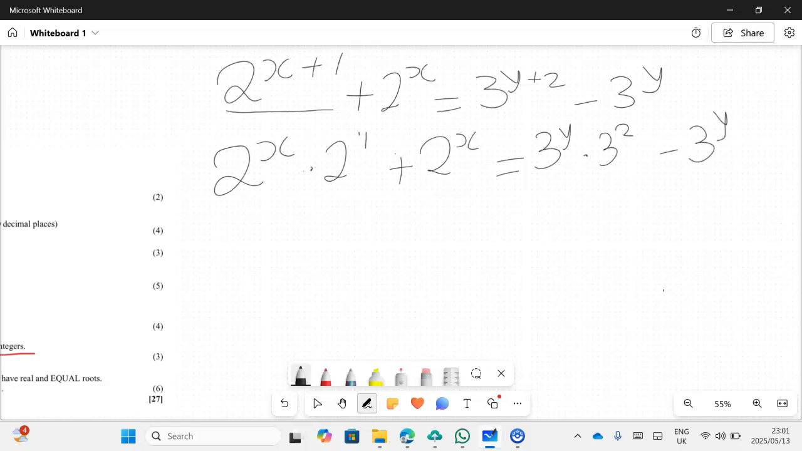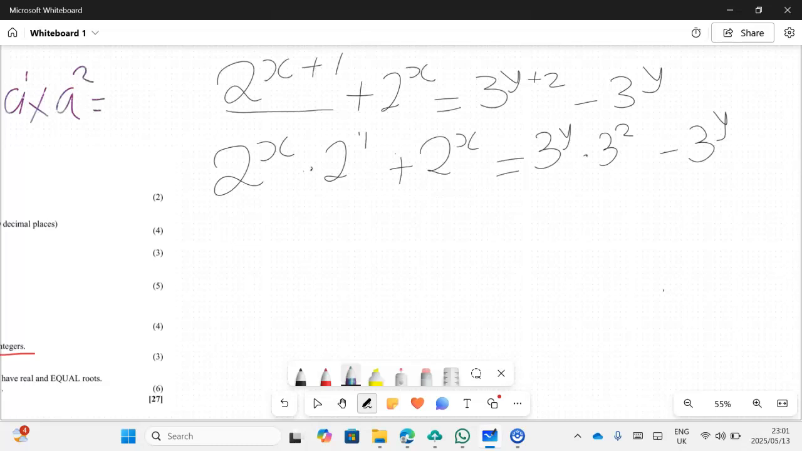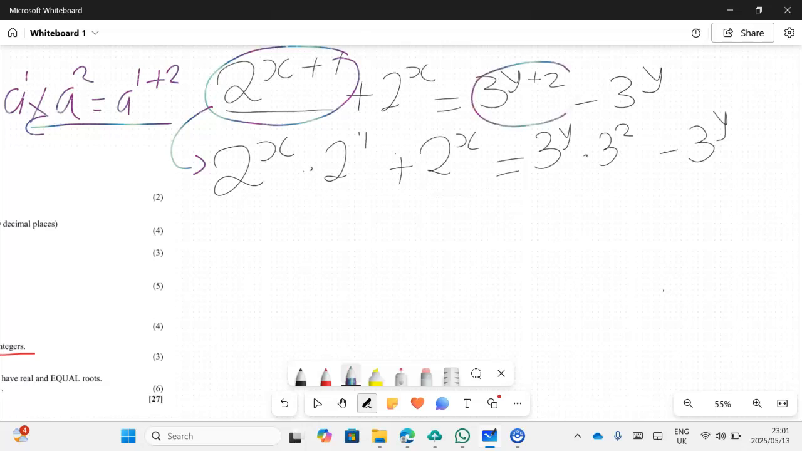Yes, we are expanding. We are reversing this law of exponents. Let's say a to the power of 1 multiplied by a to the power of 2 is the same as a to the power of 3: you keep the base and you add the exponents. So this is just the reverse of that. We are reversing this to actually give us that. Fine.